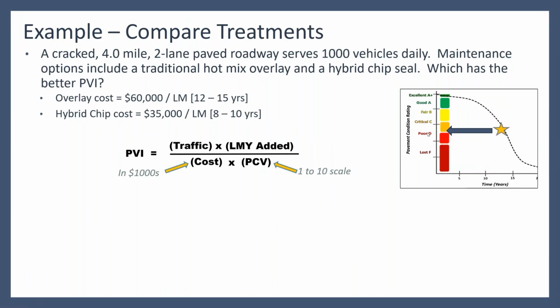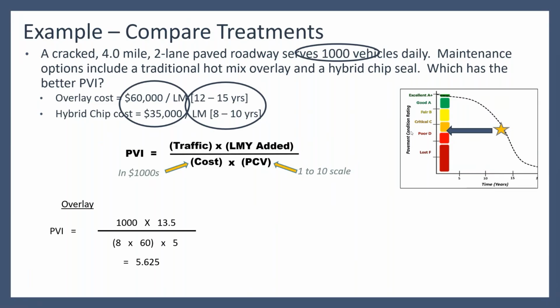Let's plug it into this equation. 1,000 vehicles daily. We've got our lane mile years added, like how many years of additional service are we going to get? We have cost. And then for condition, if you look over in the little scale, I've got the graph there with the star. We're in that critical range. So let's give it a 5 out of 10. If we're using a 1 to 10 scale, I would call that a 5.